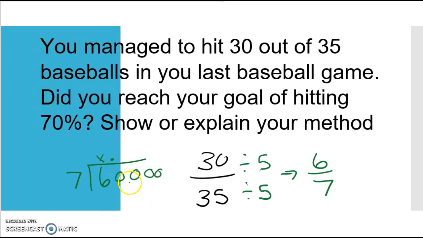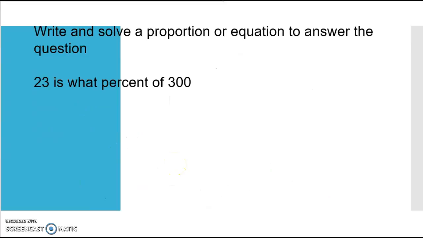I'm going to add zeros here. 7 goes into 60. Let's see. 7 will go into 60 8 times. It'll be 56. Subtract, 4. Bring down the 0. 7 goes into 40 about 5 times. That's 35. So I'm already at 85%. So I did definitely reach my goal of 70%. So I would say yes for that one.